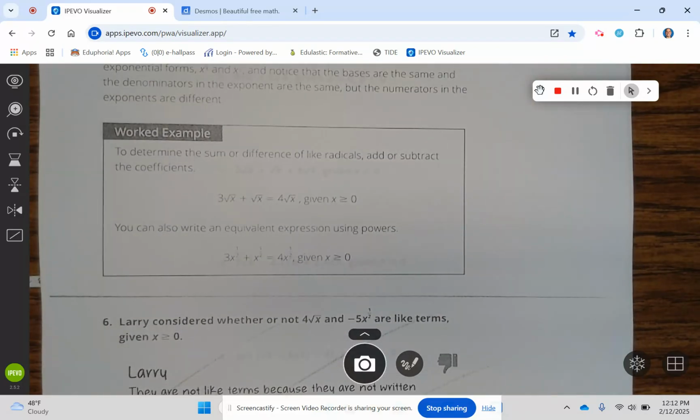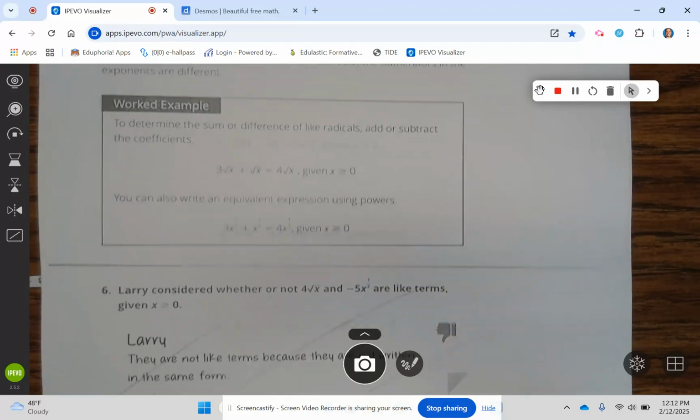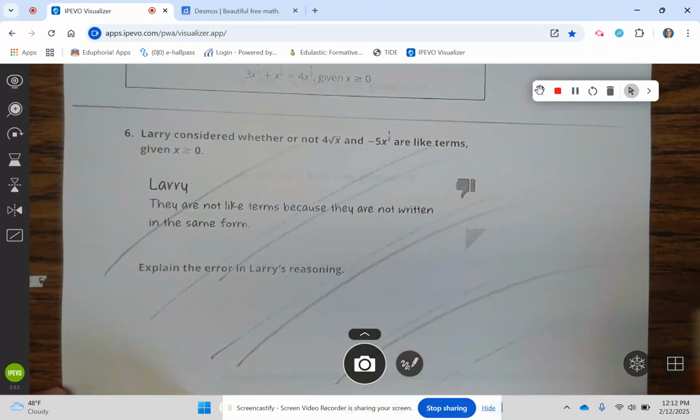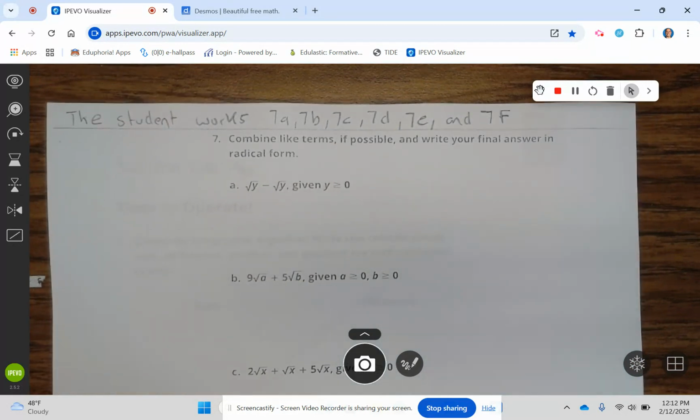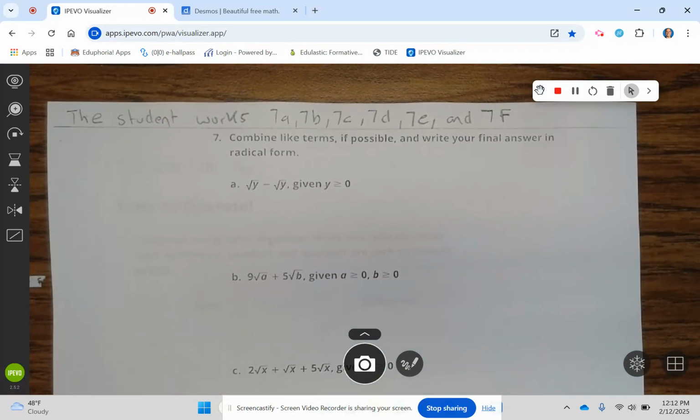Alright, go ahead and look over the worked example. Go ahead and mark out 6. The student worked 7A, 7B, 7C, 7D, 7E, and 7F.